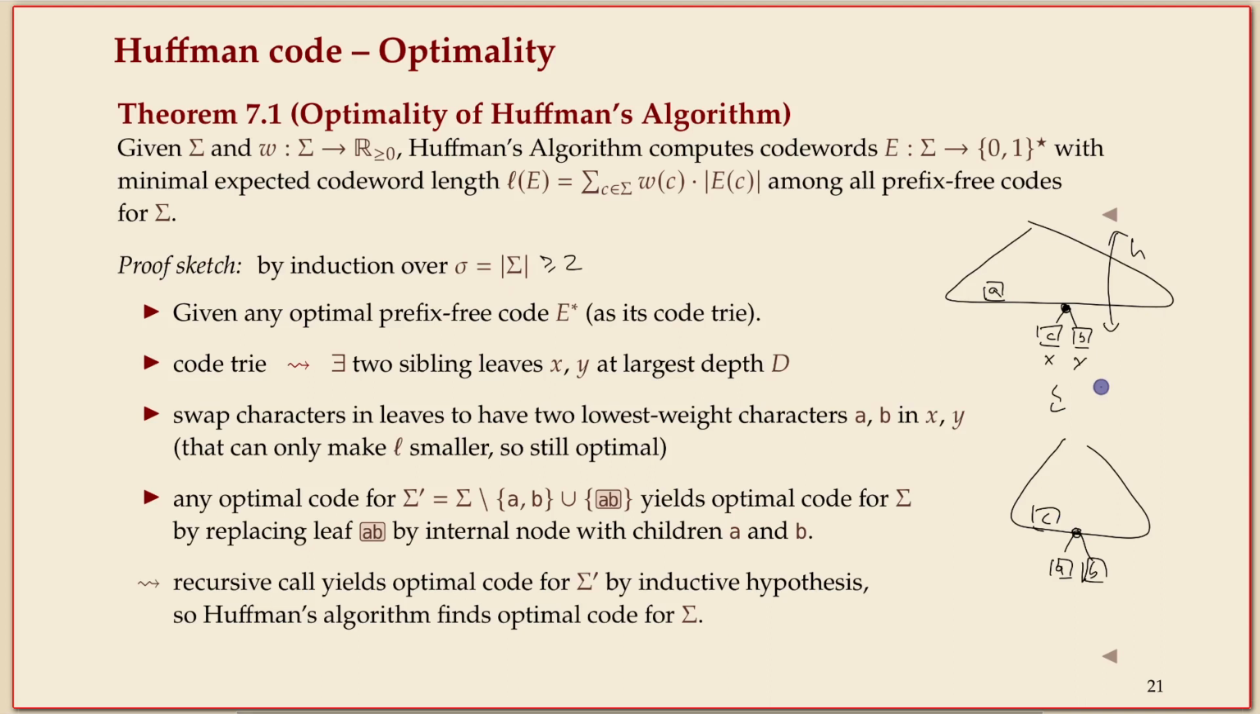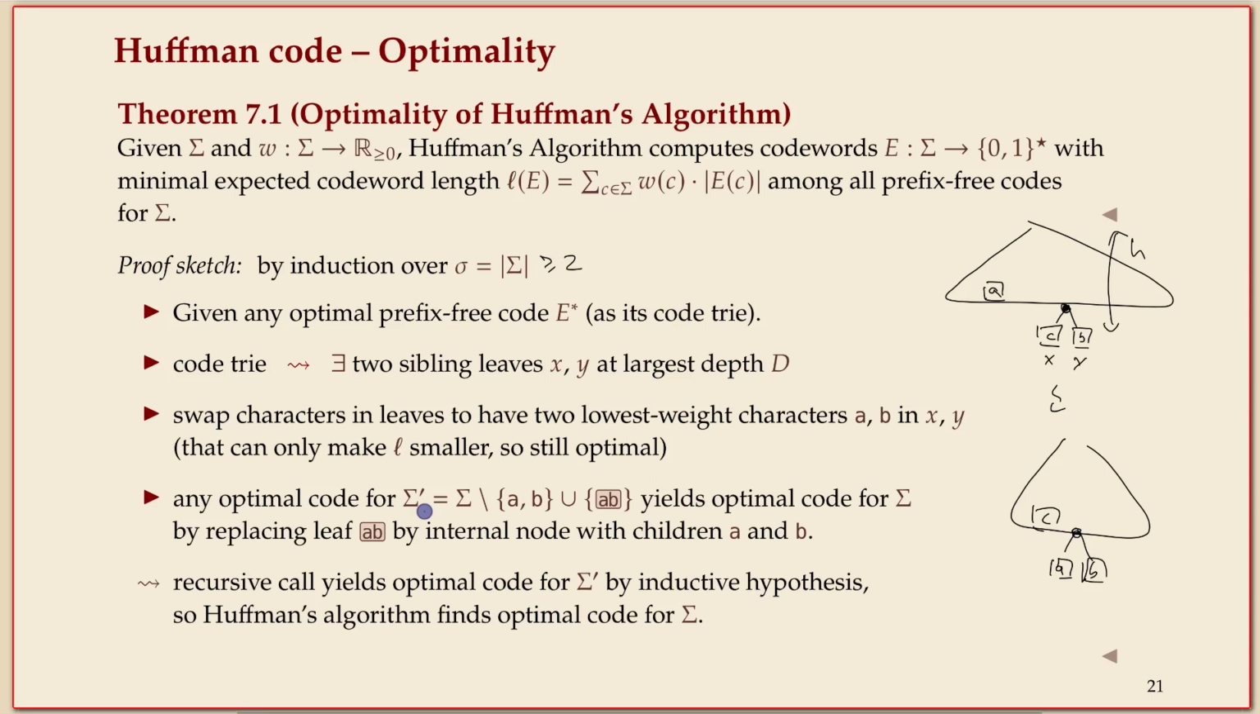That's what this says. If I make this change, I would only make the tree better, but because it was already optimal, it has to have the same cost. That means I can always put the two smallest weight characters in these adjacent, in these sibling leaves at the lowest level without making my code worse. And so I might as well combine these two as Huffman's algorithm does.